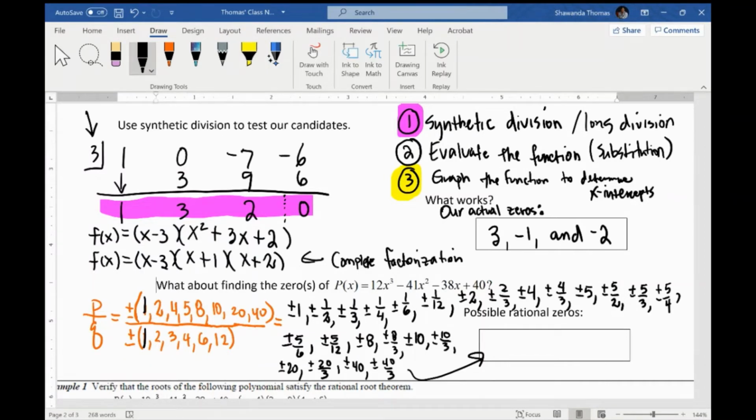What do y'all think we're gonna use? Graphing. All right. So what I want you to do is go to Desmos and put this function in right here. I'm gonna put this function in and see what it tells us. I'm gonna go to it while you all are going to it.